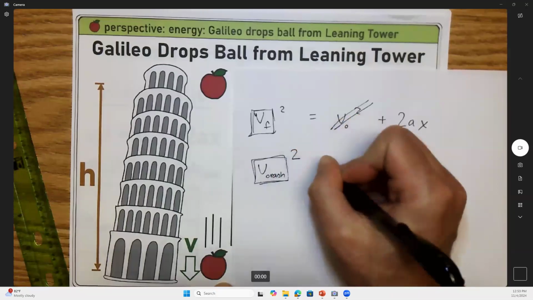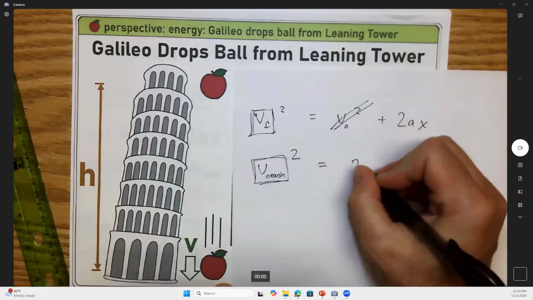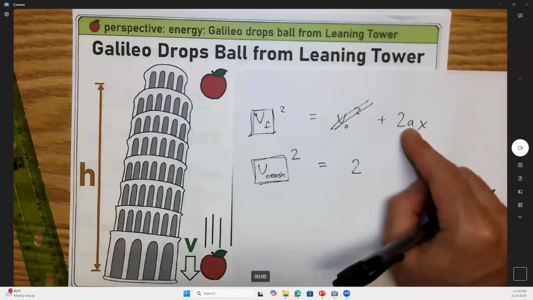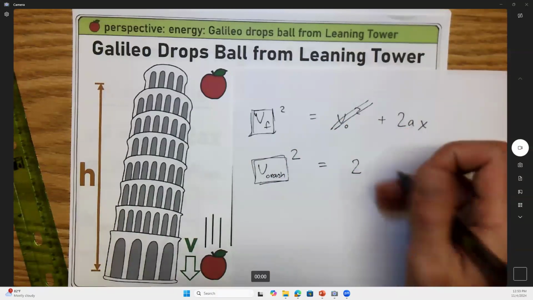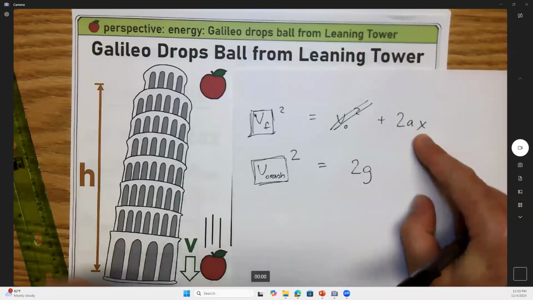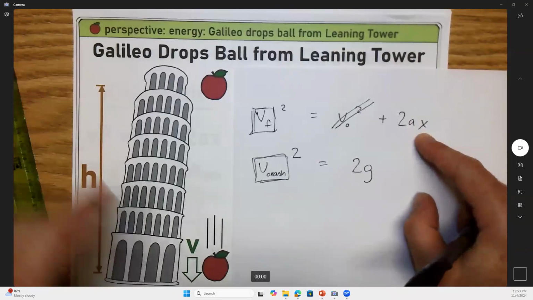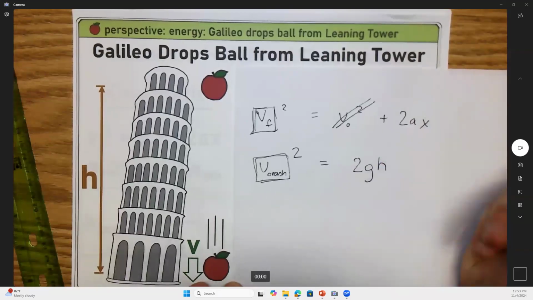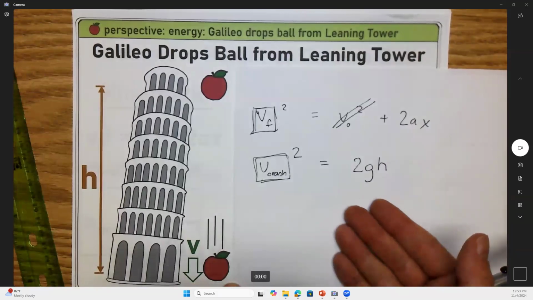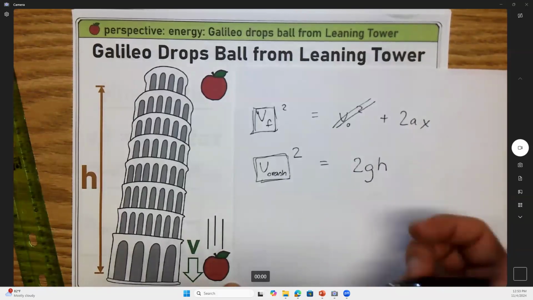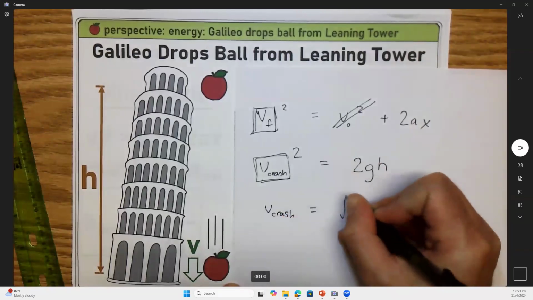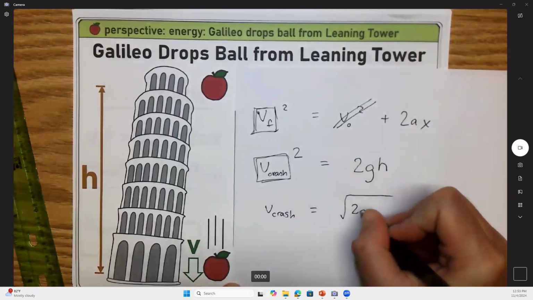V crash squared is equal to 2 times, oh hey guys, what special kind of acceleration are we talking about? Acceleration due to gravity, call that G. And what special displacement are we talking about? Height, H. Now we're one algebra step away from getting the answer. All you have to do is take the square root of both sides. So V crash equals the square root of 2GH.